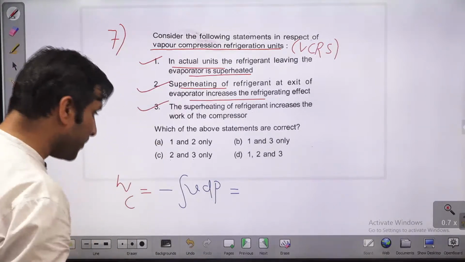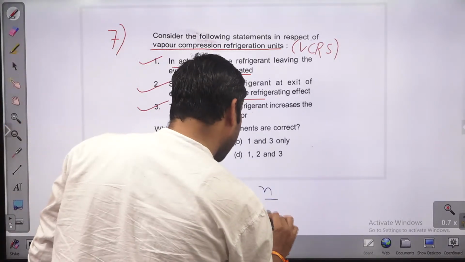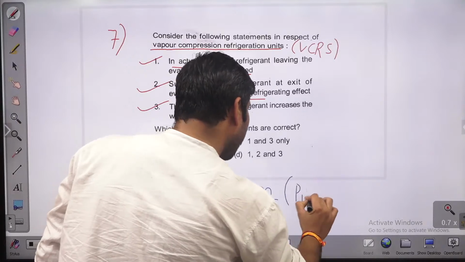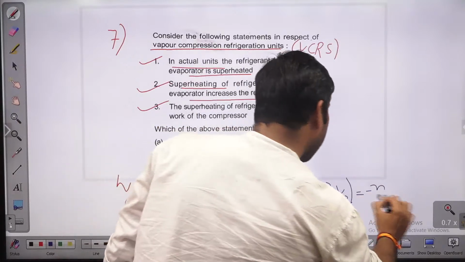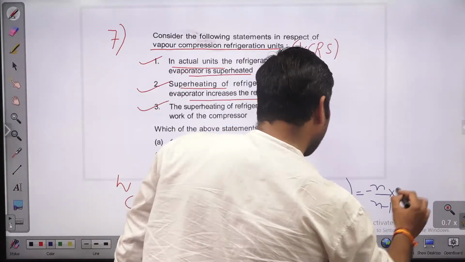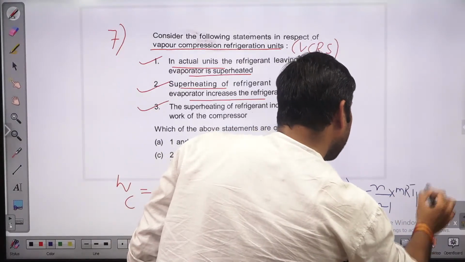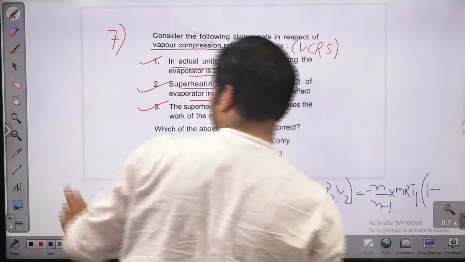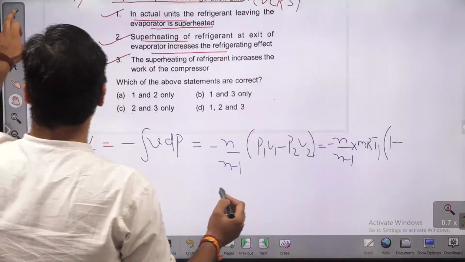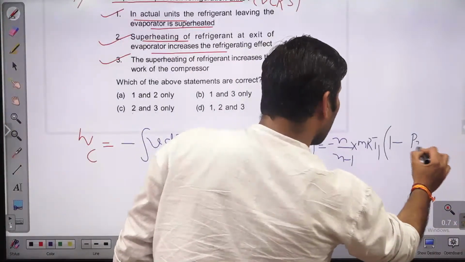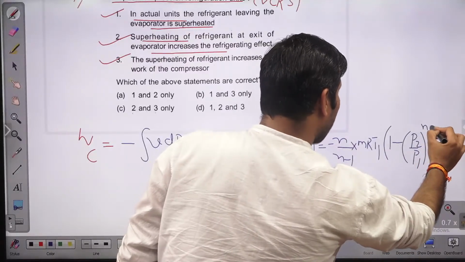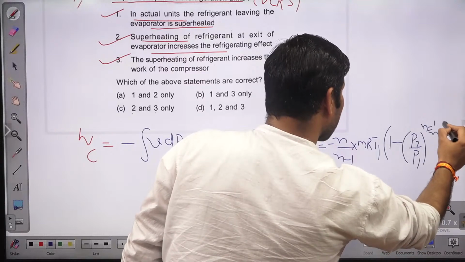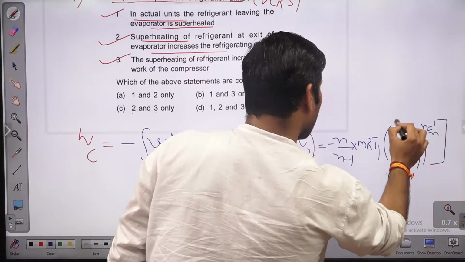This you can write as something like this also: minus N by N minus 1 into P1 V1 minus P2 V2. Okay, या इसको आप लिख सकते हो minus N by N minus 1 into P1 V1, which is mRT1 into 1 minus T2 by T1. So 1 minus T2 by T1 you can write as P2 by P1 की power gamma या N minus 1 by N. Okay, so this is how you can write.